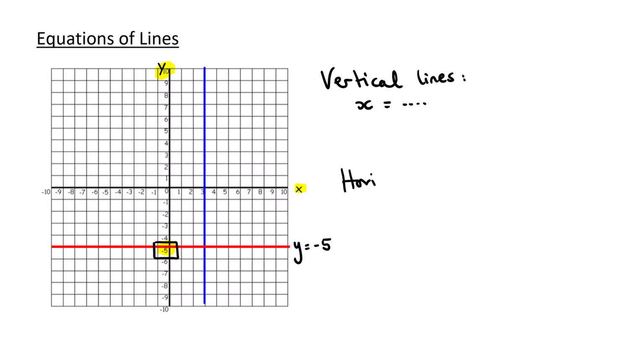So horizontal lines are y equals lines. So this horizontal line here, even though it is the x-axis, this is the line that cuts the y-axis at 0, so it is called y equals 0.